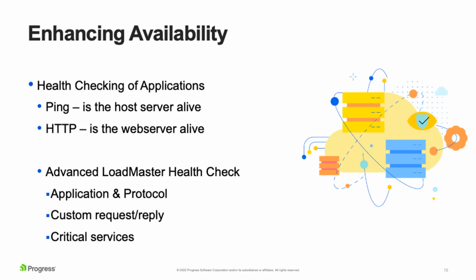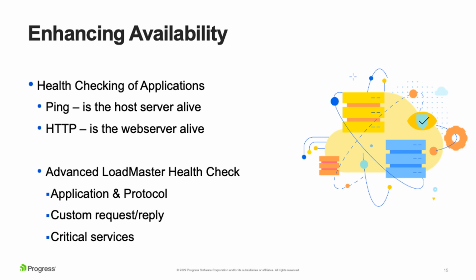Part of that enhancing availability is looking at the health of applications. So we can look there at the top two health checking options: doing a network ping or an HTTP connect to see if something is alive. But that may not necessarily provide a true status of what the application is doing.